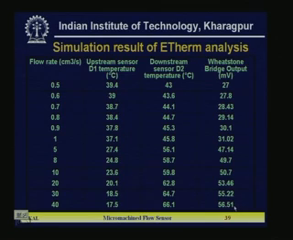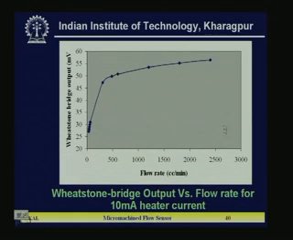So, with different flow rates, the Wheatstone's bridge output voltage is given here. That plot is also shown here. You can see this also is linear up to a certain flow, after that it almost saturates. So, this linear region may be used for the flow sensor of this differential temperature technique.